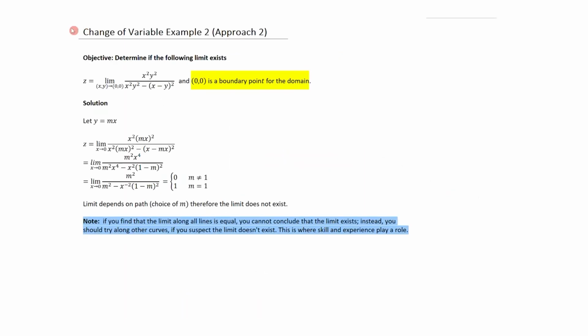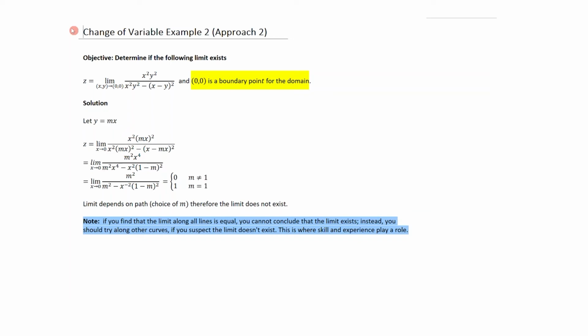All right, so let's look at another example. This is change of variable example 2, using approach 2. In approach 2, we essentially said that we could let y be some function of x to a power of n times some constant, or the other way around, x is some function of y to a power of n times a constant.